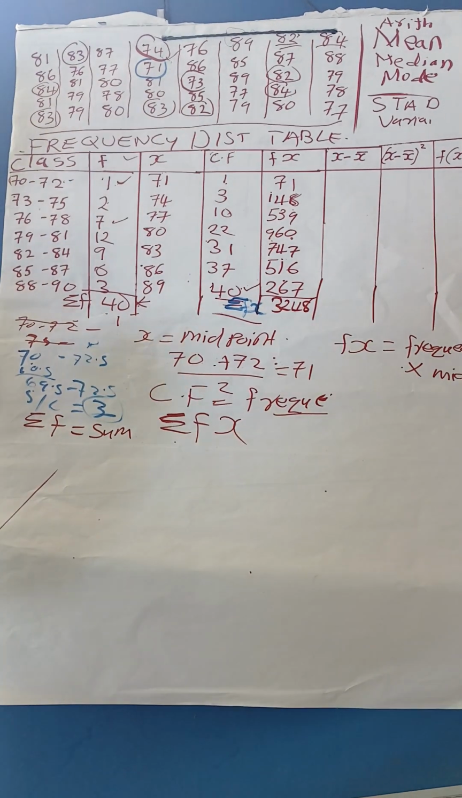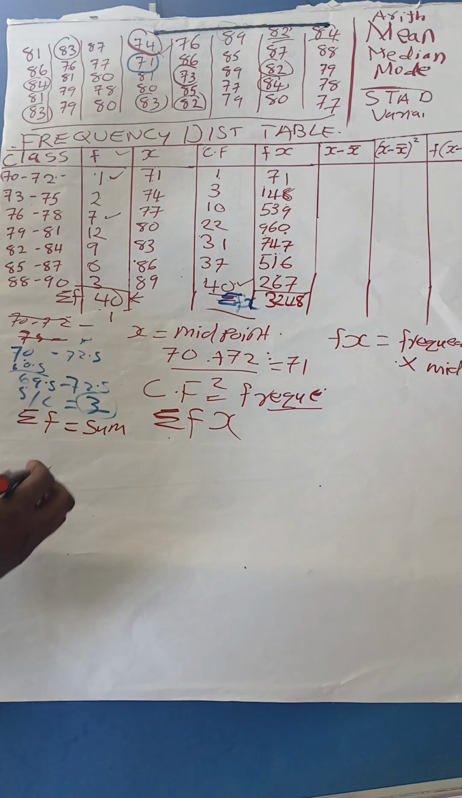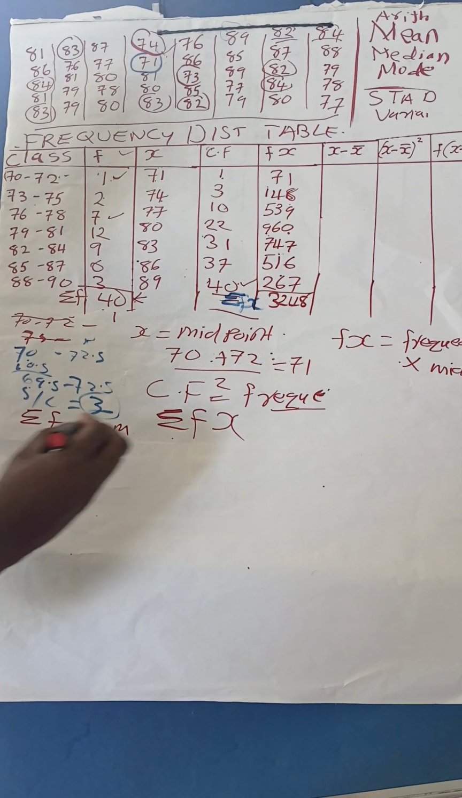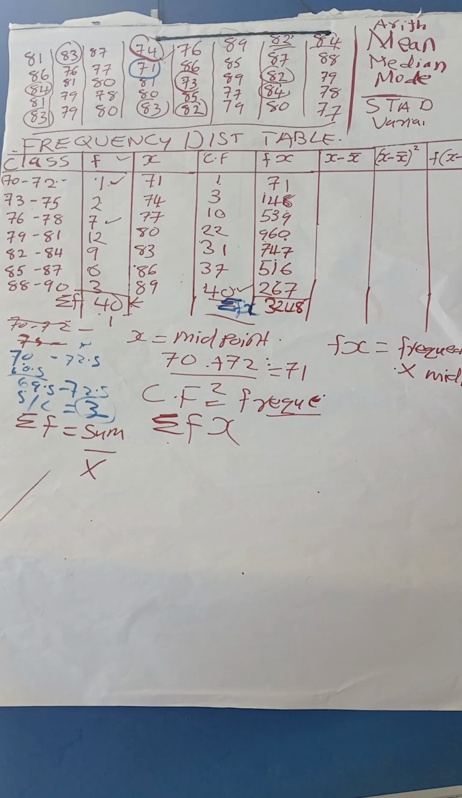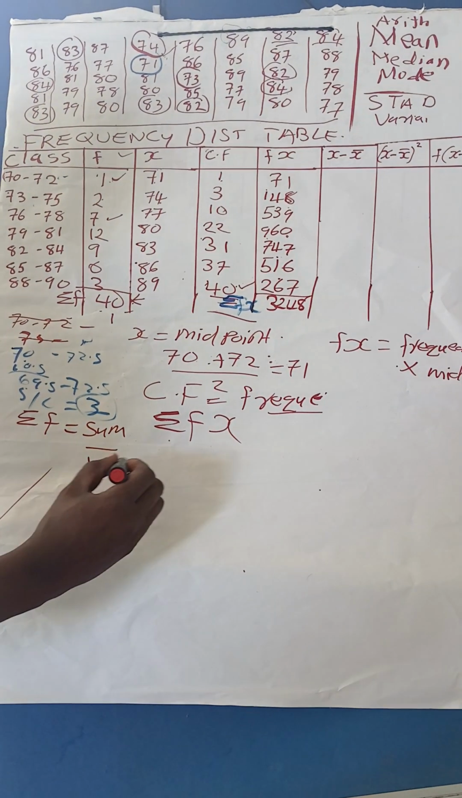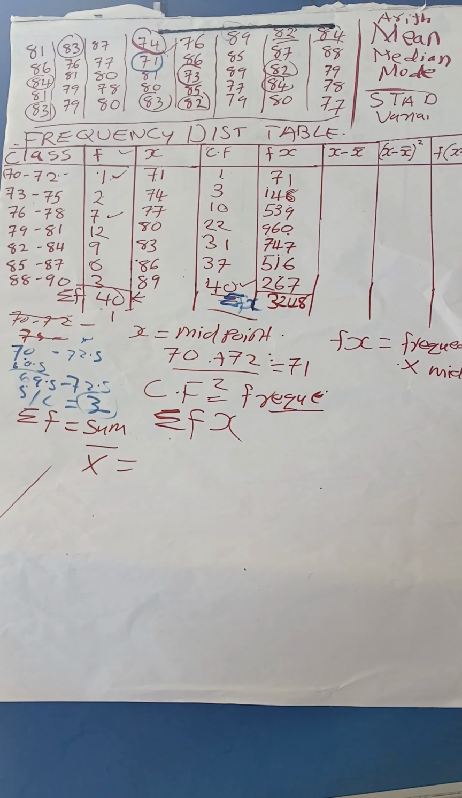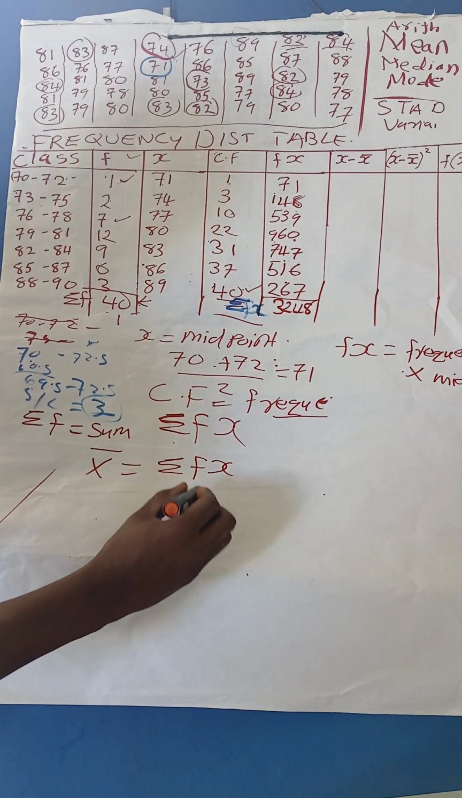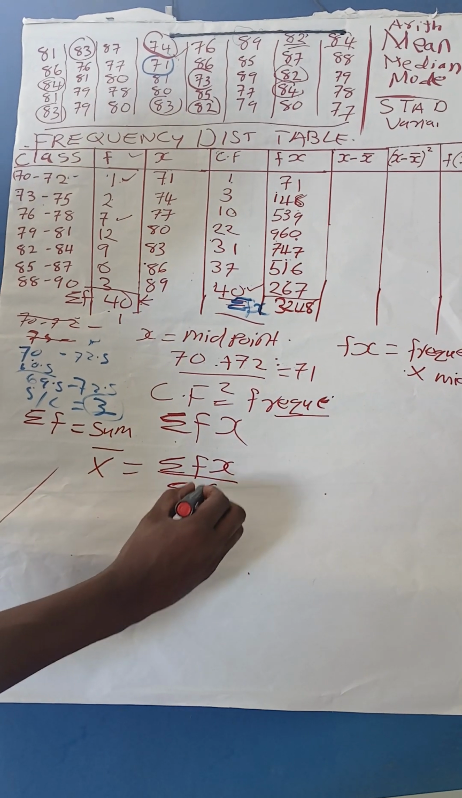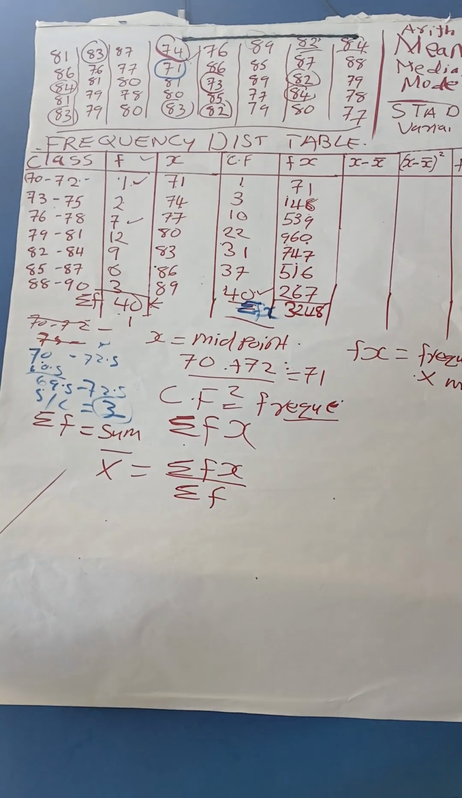Now, to get the arithmetic mean, you'll fill the table on the column that follows. So cumulative, the arithmetic mean, how do you get it? It is the total summation of fx divided by the total summation of f. Which, learners or comrades, you already have.